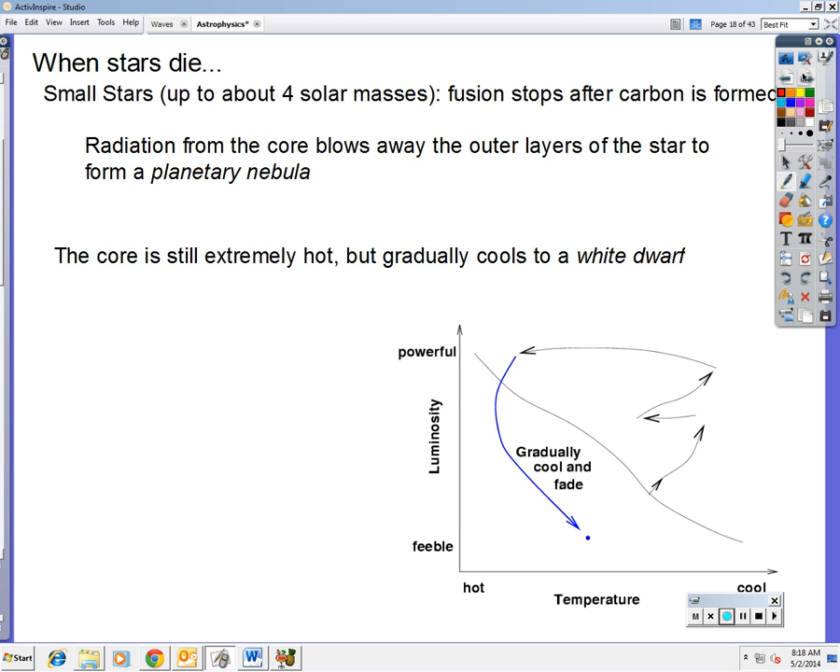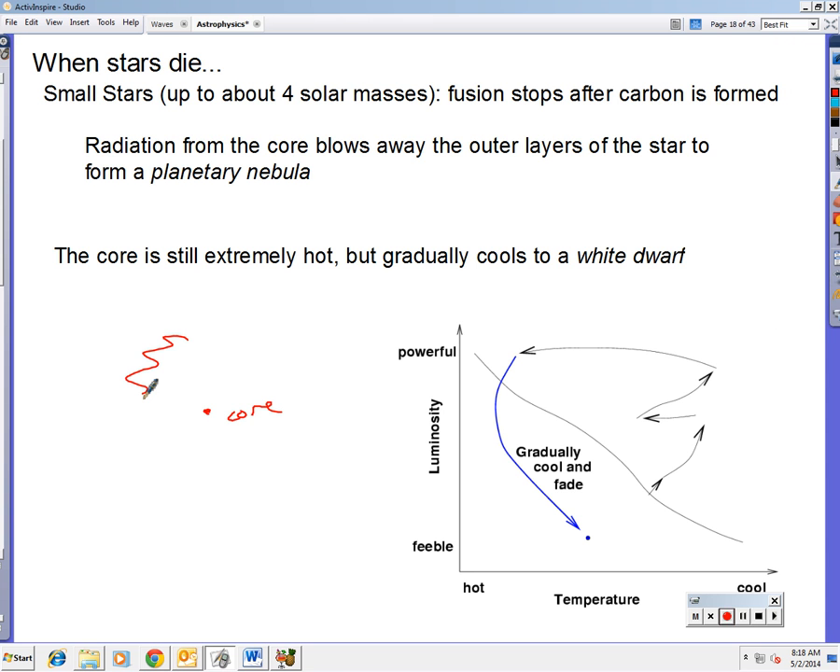So what happens when fusion stops is that radiation from the core eventually blows away the outer layers of the star to form something called a planetary nebula, which basically looks like a circle around the core of the star. So you've got the core here, and then you've got the outer layers around there. It's not a real violent explosion as stars go, but it produces some pretty cool looking things afterwards for astronomers to look at.